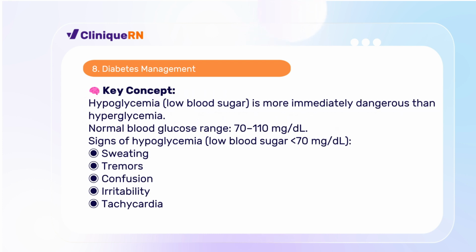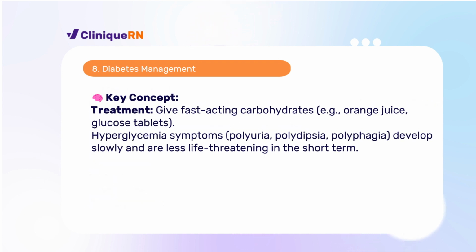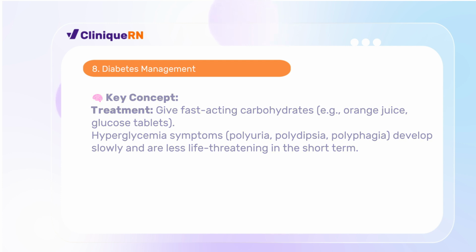Key concept: hypoglycemia, low blood sugar, is more immediately dangerous than hyperglycemia. Normal blood glucose range: 70 to 110 milligrams per deciliter. Signs of hypoglycemia: low blood sugar less than 70 milligrams per deciliter, sweating, tremors, confusion, irritability, tachycardia. Treatment: give fast-acting carbohydrates, e.g., orange juice, glucose tablets. Hyperglycemia symptoms: polyuria, polydipsia, polyphagia, develop slowly and are less life-threatening in the short term.